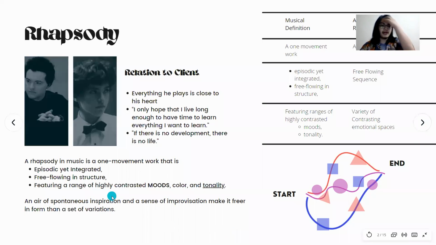Moving on to the design concept, it's based on the idea of Rhapsody, which connects to my client, Jenny Kissin, who is a pianist at the age of 59. It relates mainly to his emotional core and his belief that development is necessary to live a fulfilling life. A rhapsody is by itself a singular movement of music where it is very emotional and it is all about change and progression.